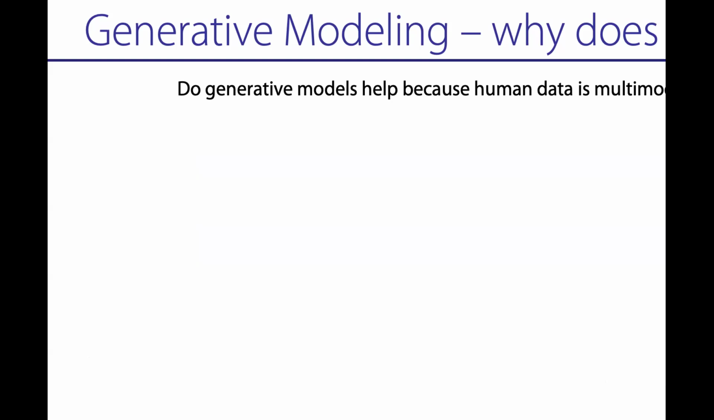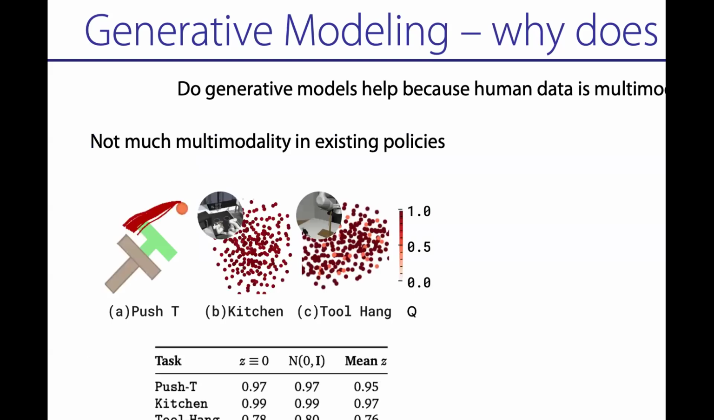Okay, so let's try to understand what their claims are. The first claim they make is that most existing datasets are not actually that multimodal. They visualized a bunch of different datasets, and for instance in Push-T, where they're trying to push this T to this goal, it's not that multimodal as a dataset. The quantitative evidence they found is that in a generative model, let's say a diffusion model, the difference between sampling versus setting Z to 0 versus setting just the mean Z is not that large. So they're saying it's not actually that multimodal to start, right?